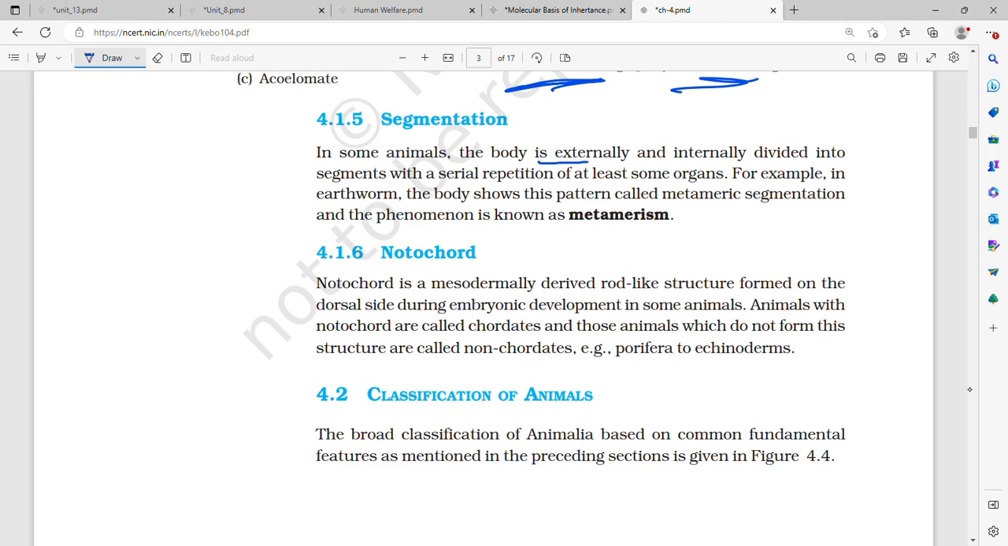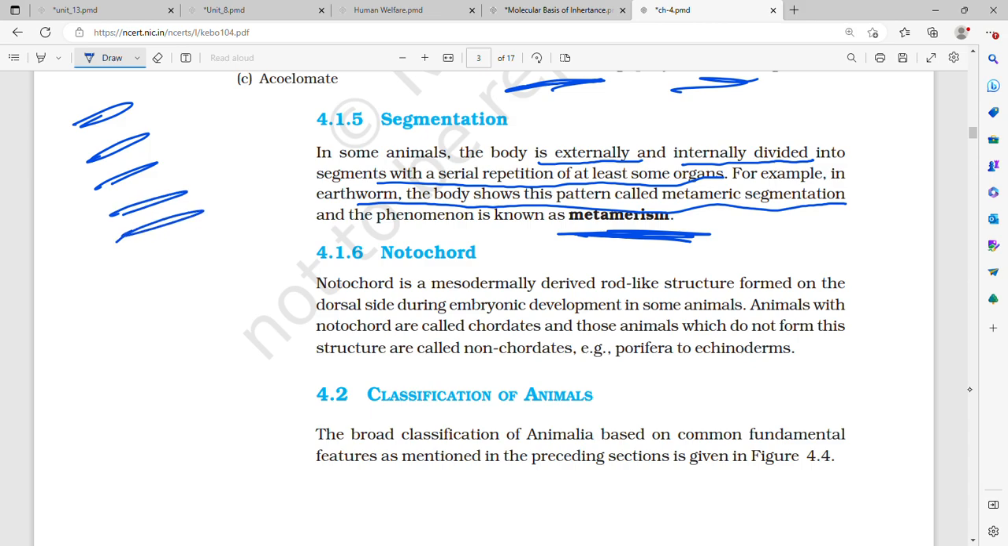Then segmentation. In some animals, the body is externally and internally divided into segments with serial repetition of at least some organs. For example, in earthworm, the body shows the pattern called metameric segmentation. This phenomenon is called metamerism. So what is segmentation? That is when the body is externally and internally divided into segments with serial repetition of organs. That is heart, heart, heart, heart, heart.